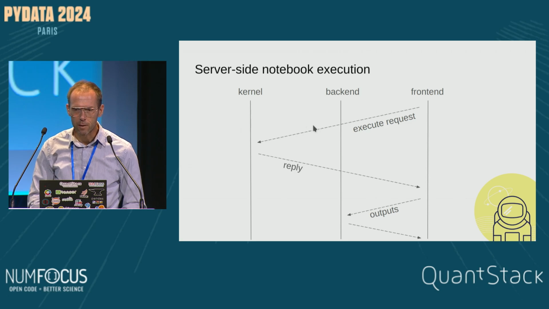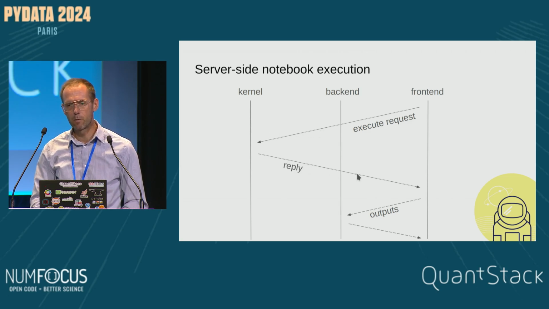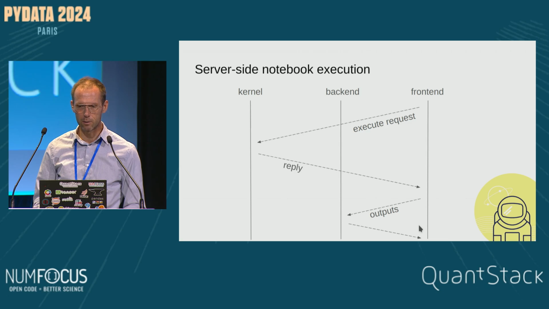So we have an execution request coming from the front end, forwarded by the backend to the kernel. The reply goes through the backend again to the front end, does some processing, updates the outputs, goes to the backend, and back again to the front end. So it's not the best kind of architecture.